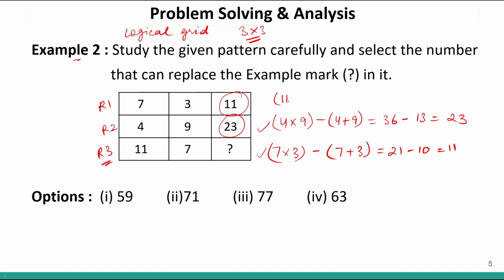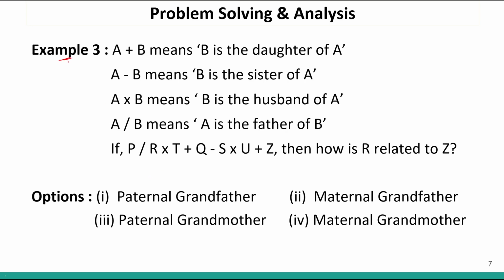In row 3, we'll first multiply 11 and 7 and then we'll subtract 11 plus 7 from it. So 11 into 7 will give me 77 and 11 plus 7 will give me 18. So if I subtract 18 from 77, I'll get 59. So my correct answer will be 59 and 59 is given in option number 1. So option number 1 will be your correct answer. Okay. This is example number 3.